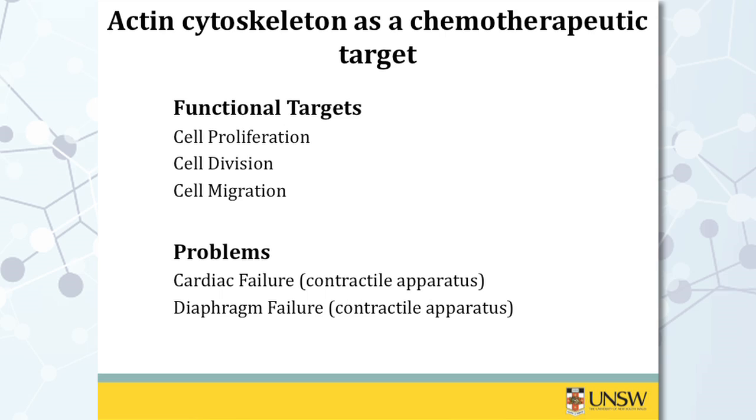Why? Because the architecture of the cell is involved in regulating the proliferation of the cell, its ability to undergo cell division, and its ability to migrate, which underpins metastasis. Over 40 years, people have been developing anti-actin cytoskeleton drugs as potential treatments for cancer.